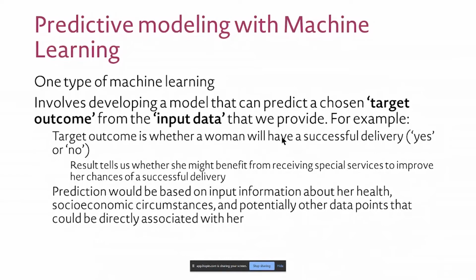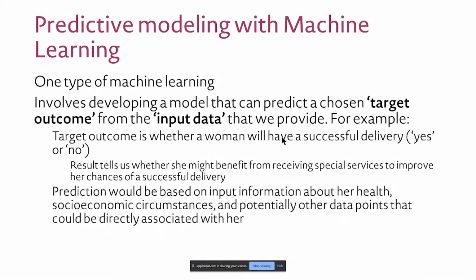For example, the target outcome, and this is exactly what we are doing in the intervention that I will talk more about in a few minutes, could be whether a woman will have a successful delivery. So that is a basic yes or no question. And the result of that question will tell us whether that woman might benefit from receiving special services to improve her chances of actually having a successful delivery.